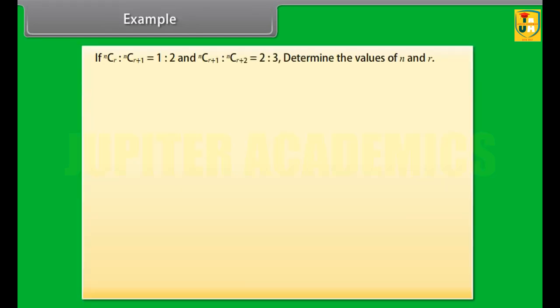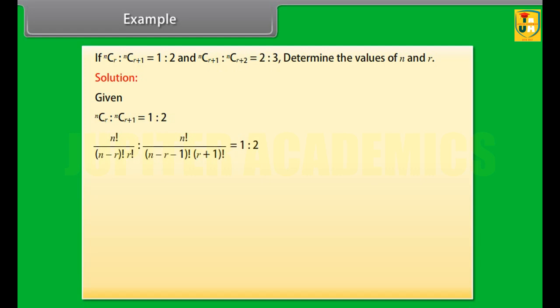Example. If nCr is to nC(r plus 1) is equal to 1 is to 2 and nC(r plus 1) is to nC(r plus 2) is equal to 2 is to 3, determine the values of n and r. Solution. Given nCr is to nC(r plus 1) is equal to 1 is to 2. n factorial by (n minus r) factorial into r factorial is to n factorial by (n minus r minus 1) factorial into (r plus 1) factorial is equal to 1 is to 2.